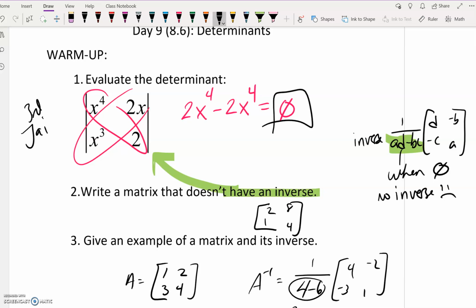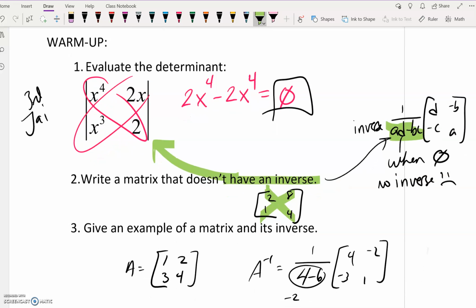So from here, I want a matrix that doesn't have an inverse. That's when the AD minus BC is a 0, right? Because you can't have 1 over 0. That doesn't work. So basically anything that when you multiply across, you get the same thing, like 2 times 4 is 8 and 1 times 8 is 8. That's another example with just regular numbers.